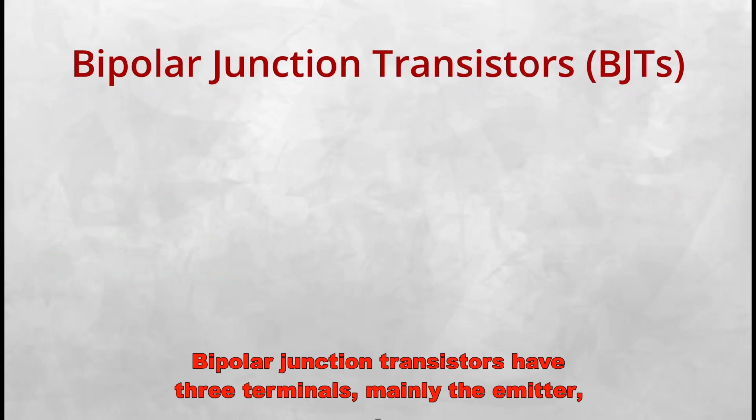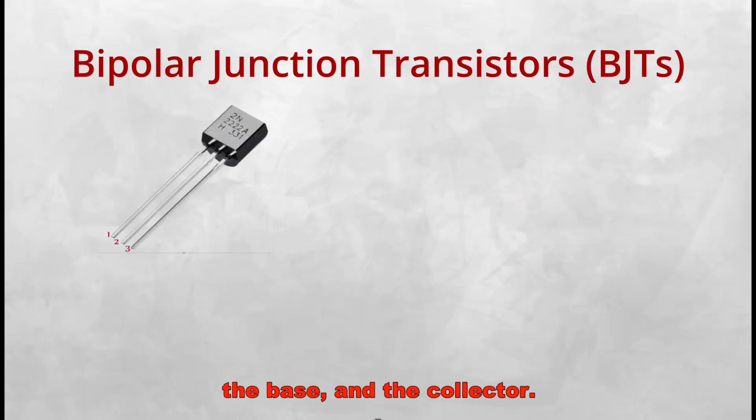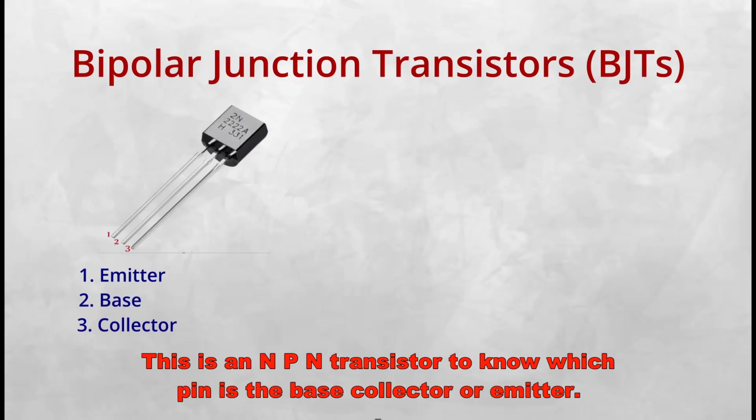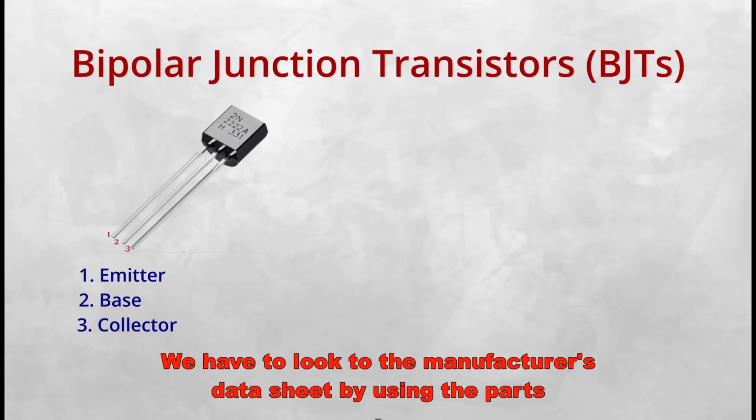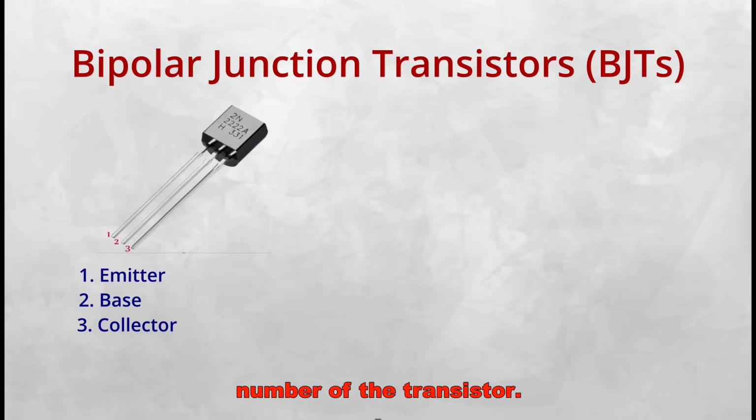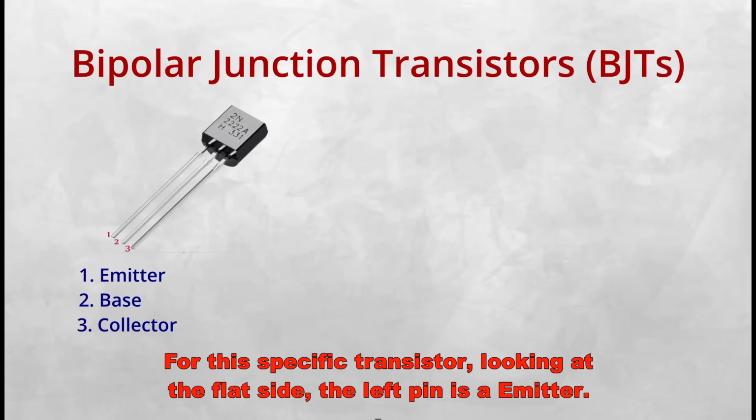Bipolar junction transistors have three terminals, mainly the emitter, the base, and the collector. This is an NPN transistor. To know which pin is the base, collector, or emitter, we have to look to the manufacturer's datasheet by using the part number of the transistor.